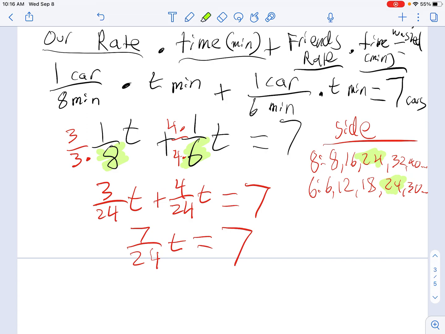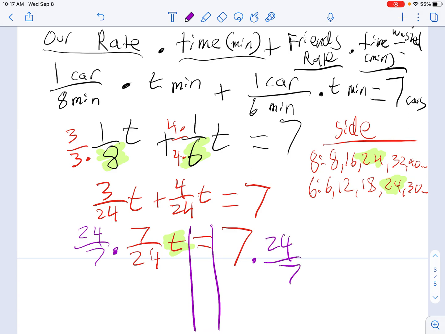And now I have to think about how I get t by itself. This problem is saying 7 divided by 24, so 7 24ths, multiplied by t. We talked about it earlier. To undo this, I would have to divide by 7 24ths, but when we divide fractions, we multiply by the reciprocal. So I'm going to multiply by 24 over 7, and if I do that on the left side, I should also do that on the right side.